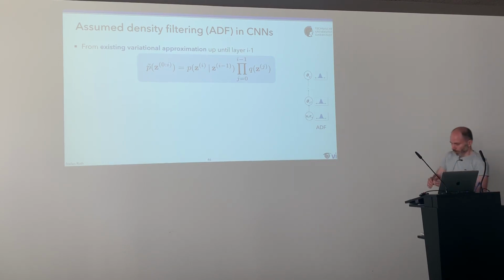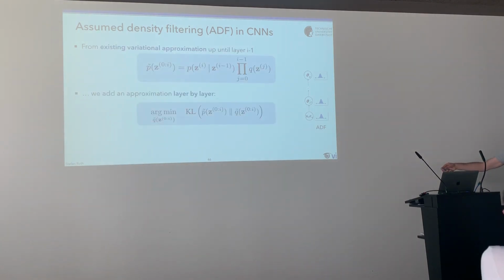So assume for now that we already have an approximation up until layer I-1. So we've already have an approximation over these variational distributions Q up until the previous layer. And now we want to add in what the next nonlinear layer is doing to our distribution and approximate that. Okay? It turns out the way we do this is we basically minimize the KL divergence between this distribution here and what we can represent in our variational distribution. Sorry, I went too fast. So we want to minimize basically the KL divergence between these two with respect to the variational distribution.